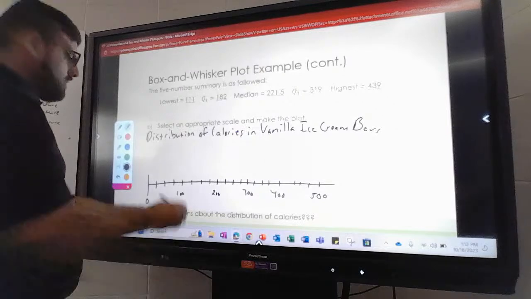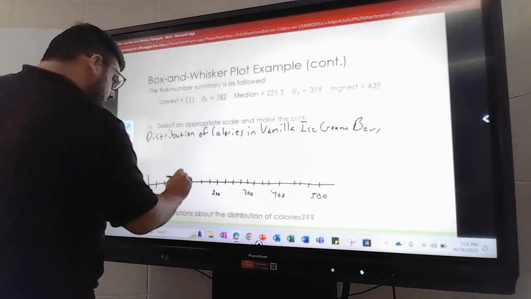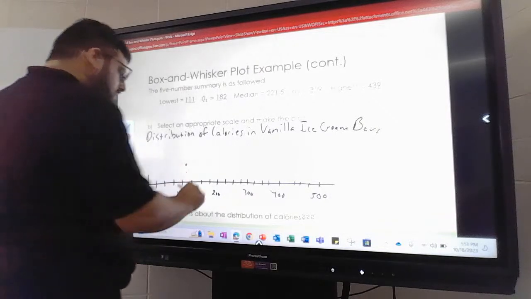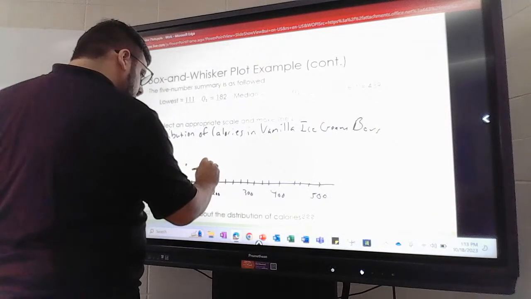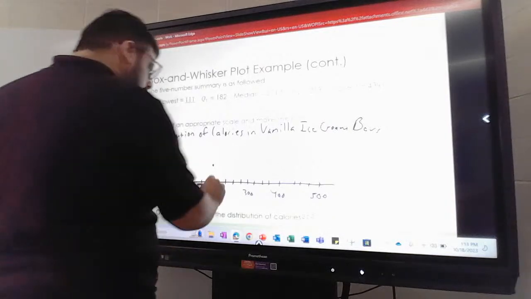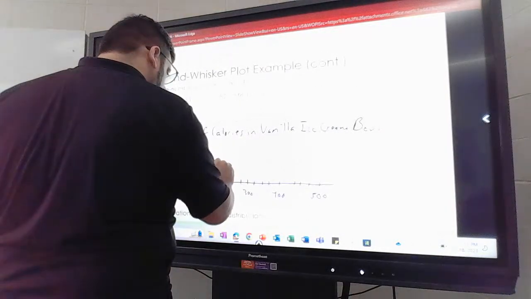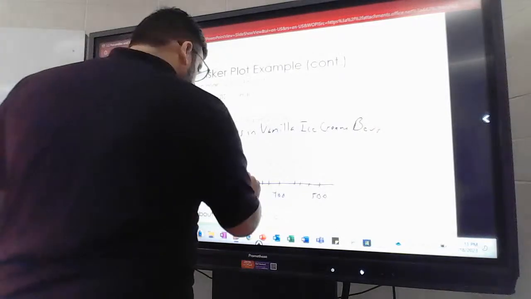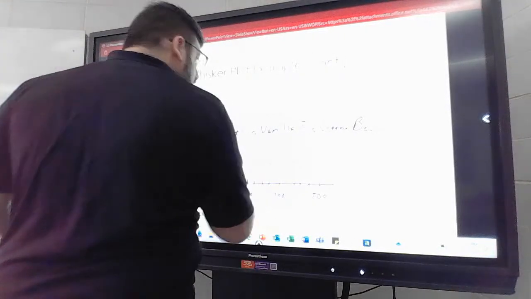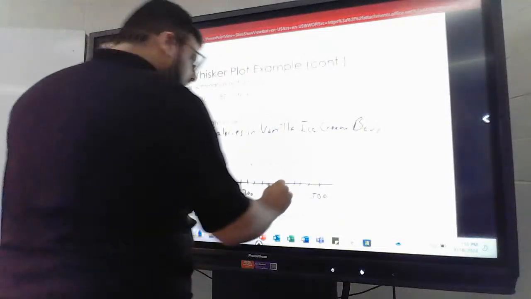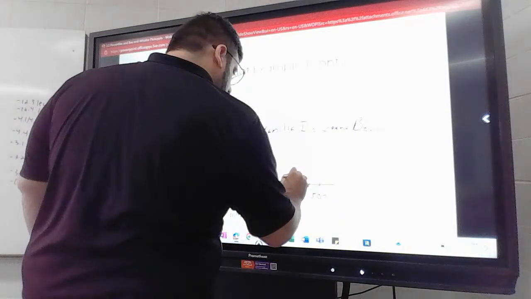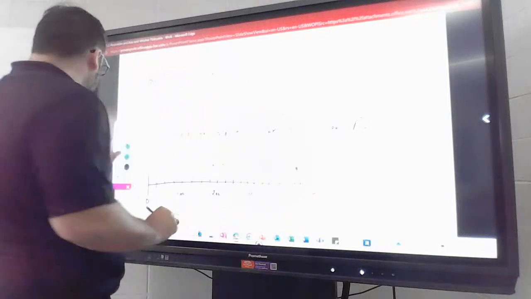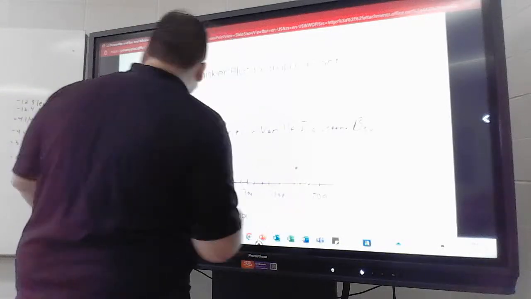I'm going to place my points on this scale. So 111, that's between 100 and 125. 182, that's between 175 and 200. My median was 221.5. That's right before 225. 319 is right before 325, so I'm going to put that here. And 439 is right after 425, so I'm going to put that about right here. Now I'll just go ahead and erase this part here.